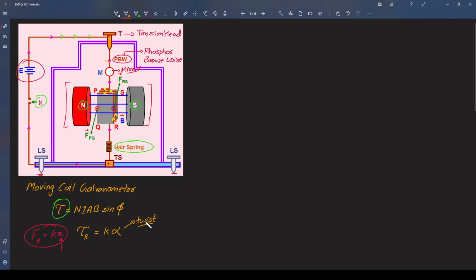I hope it is clear. Okay, so ultimately what will happen, this restoring torque does what? It opposes the twist in the coil. So ultimately at equilibrium, these two things will be equal, right?